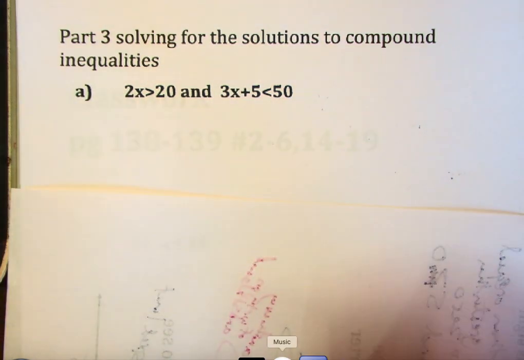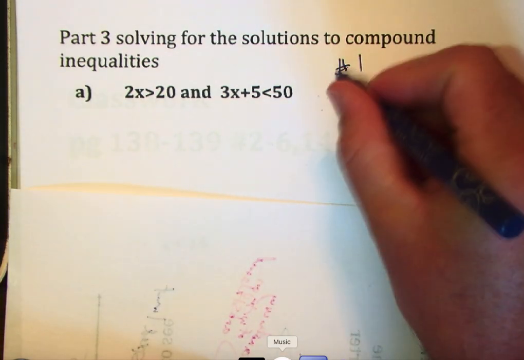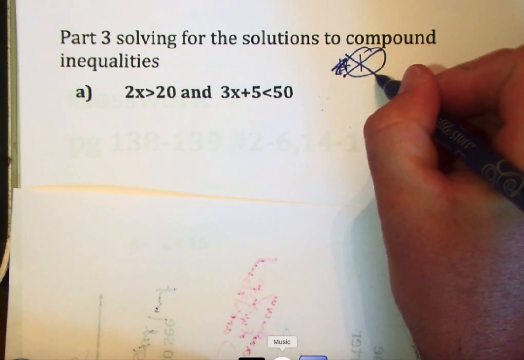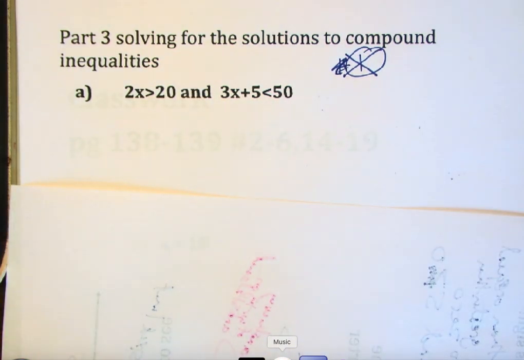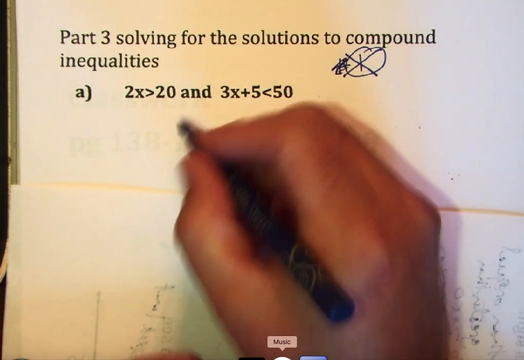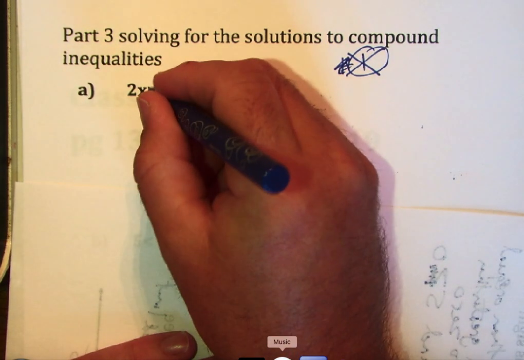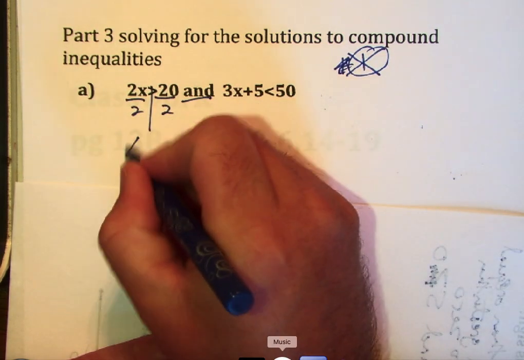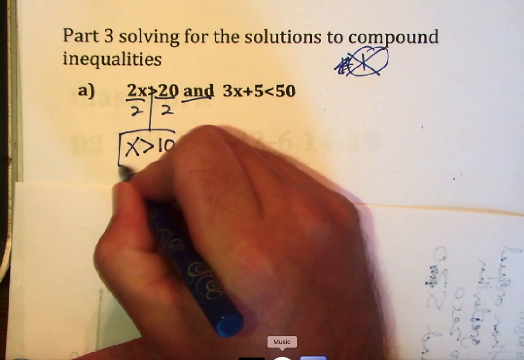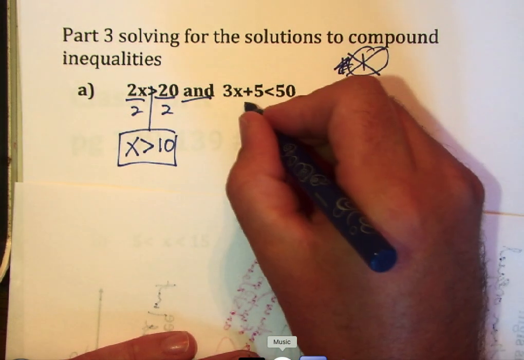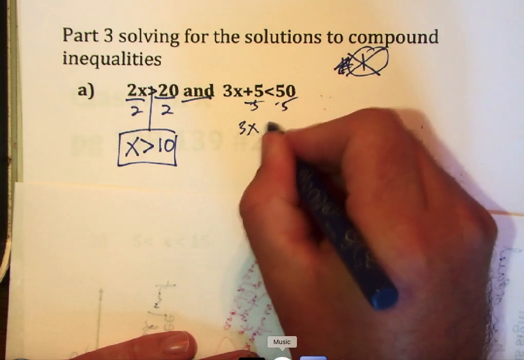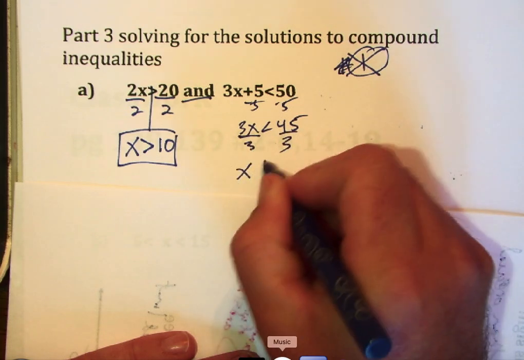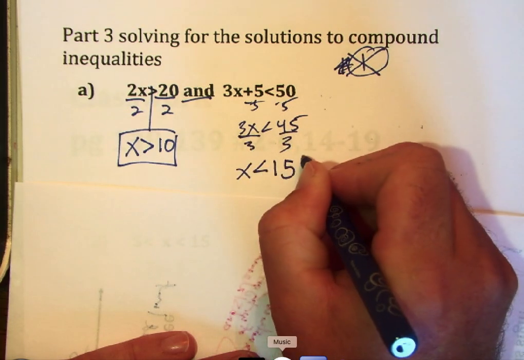Yes. So the number 1 works for this one, but not this one. So that is not a solution to both. We want to find all the numbers that work for both, because this is an and statement. And we can do that pretty simply by just solving. So divide by 2, divide by 2. X has to be greater than 10 for this one. We solve this one. Divide by 3. And x has to be less than 15 to make this true.